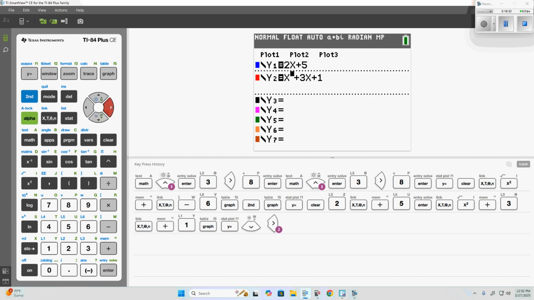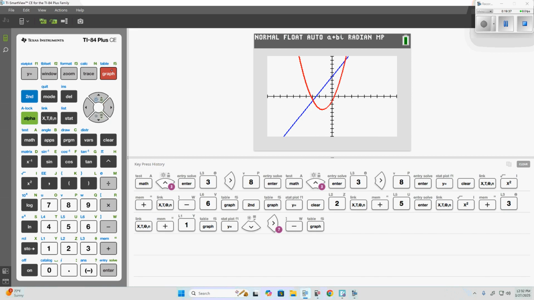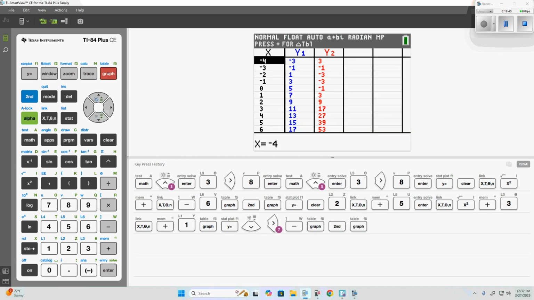Yes, I did. That would make a big difference. There we go. Now we can see that it does cross in two places. If we look at the table, we're looking for what values of x will make the y values be the same. Well, at negative 3, the y values are both negative 1. So the point negative 3, negative 1 is a solution. And the other one is at 2, 9. So 2, 9 is our other solution.